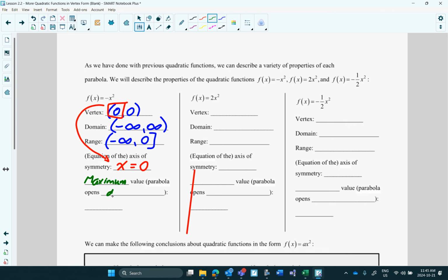And it opens downwards at y equals 0. I get all that information from the fact that it's negative. And I get the actual maximum value from the y coordinate of the vertex. Never changes. To get these two pieces of information, go to your vertex. What about 2x squared?